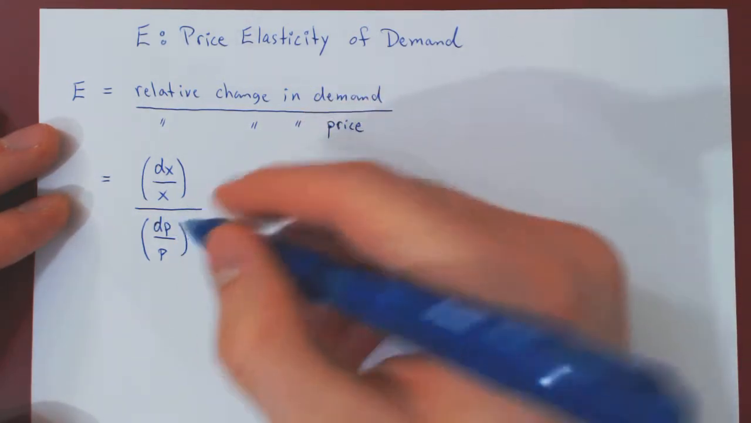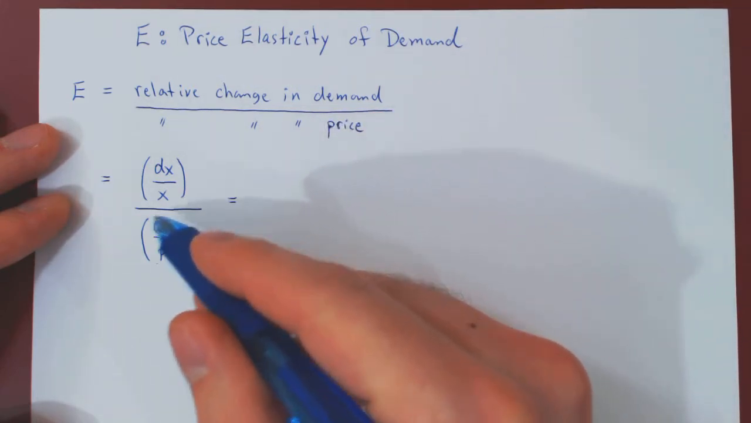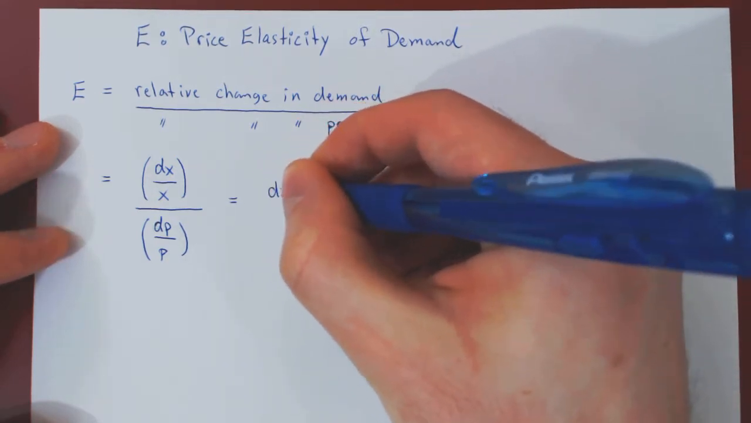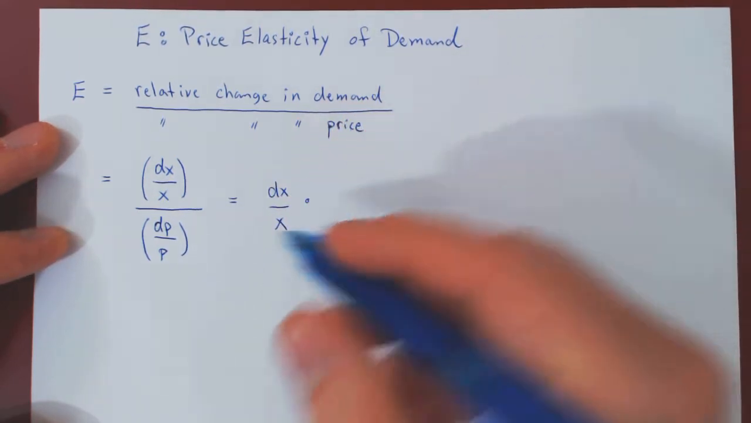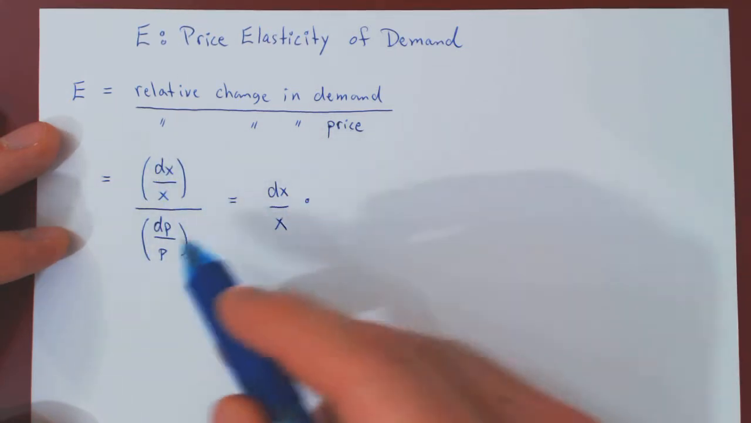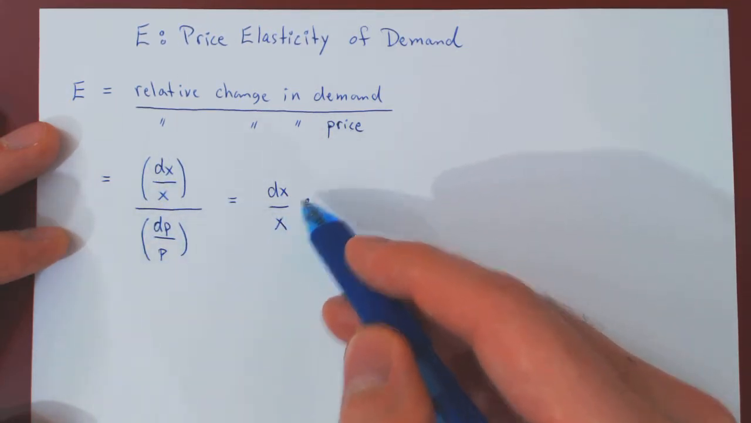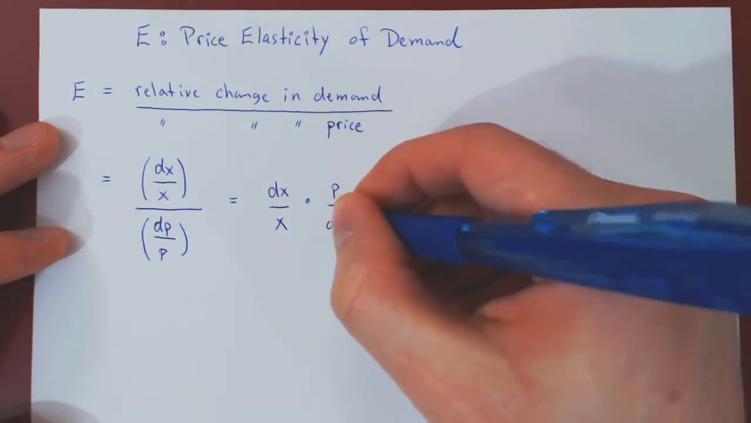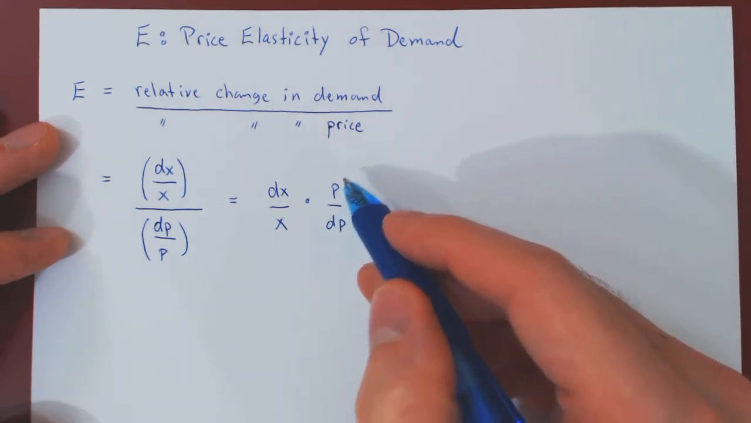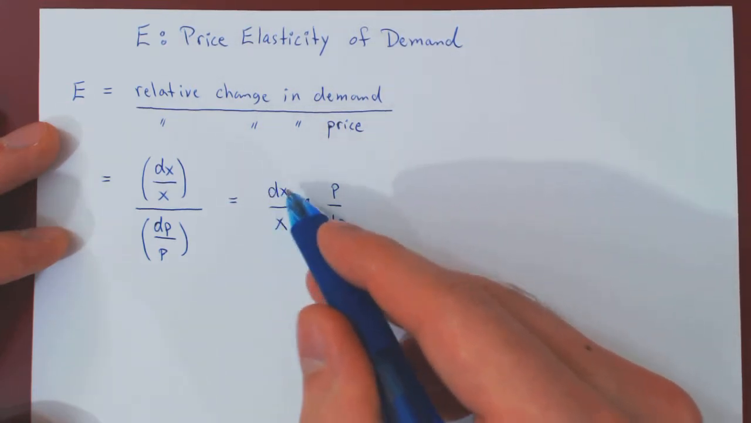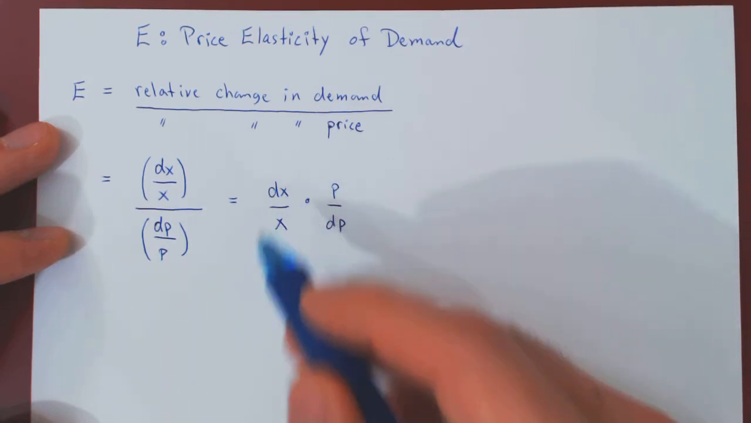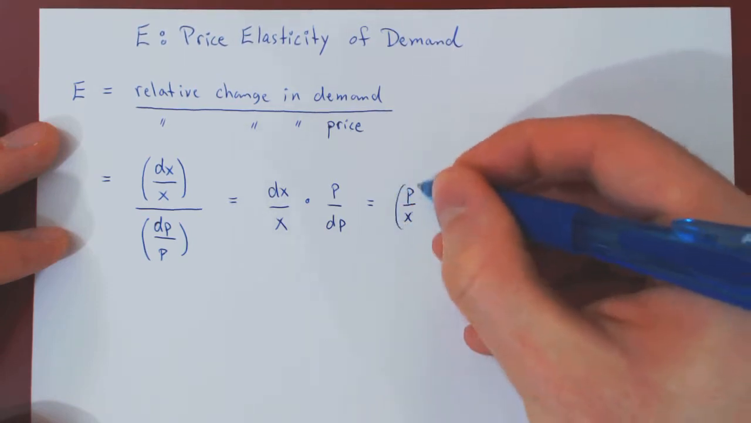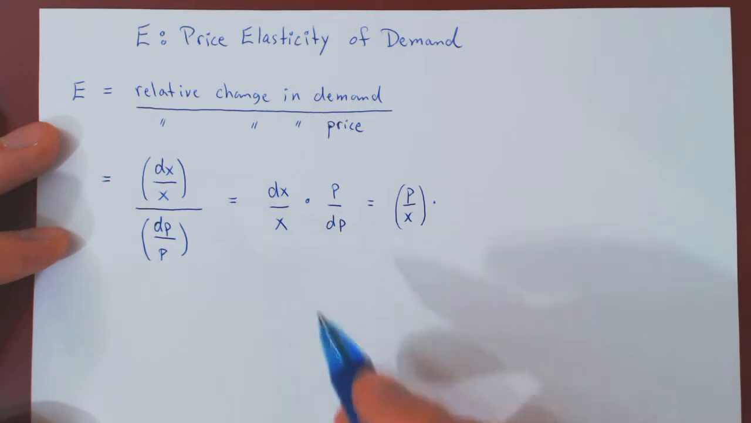First, if we divide by a fraction, that is the same as multiplying by its reciprocal. So this is dx over x. I keep my numerator the same, but if I divide a quantity by a fraction, I can instead multiply by the reciprocal, the inverse, which is now p over dp. I will split up the absolute quantities from the two quantities of change, the infinitesimal change in demand and in price. So I have p over x times dx over dp.